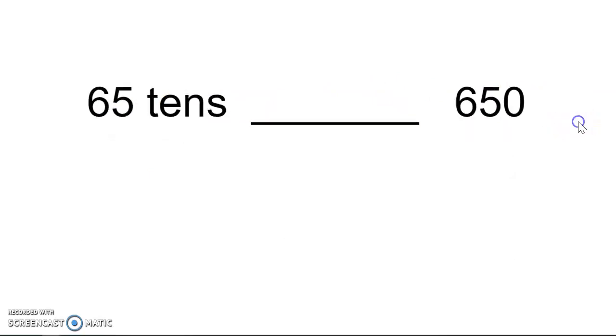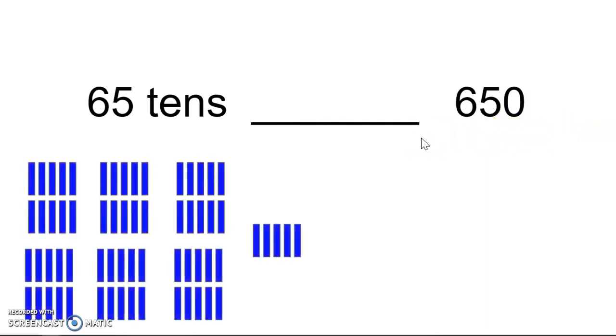Let's try one last one. Sometimes students will see them in word form. So if I have 65 tens and I'm comparing it to 650, the best way to use a place value strategy might be to draw a place value proof drawing. So I'm going to draw my 65 tens. I'm going to draw them in groups of 5 on top of another 5 to make 10. So I have 6 groups of 10.